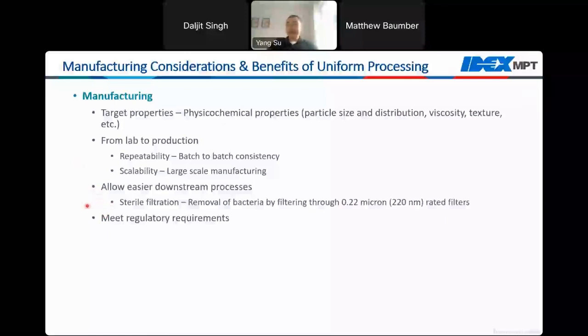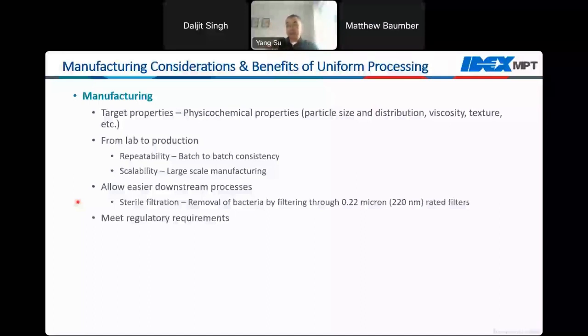Some of the other considerations listed here may not specifically apply to cosmetic industry or applications, but it may as well be. So the selection of the manufacturing process should also allow easier downstream processes. I have one example here, which is often used for pharmaceutical applications, meaning a lot of the product, especially the parenteral product, needs to be sterilized, and sterile filter is typically used to help remove bacteria.